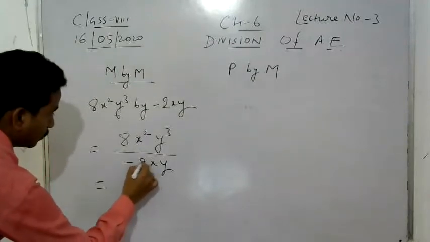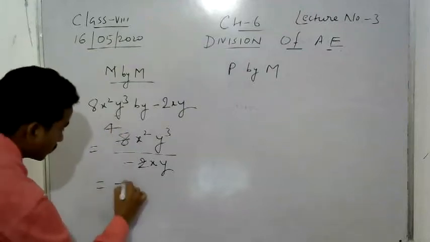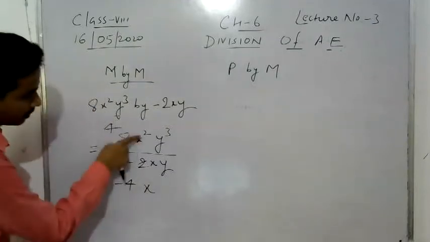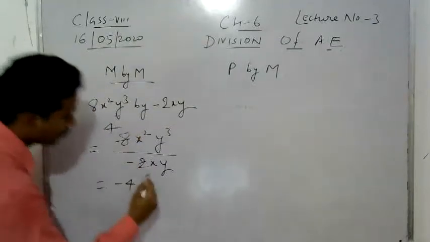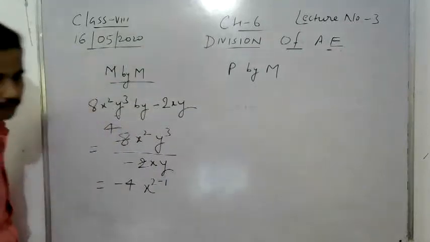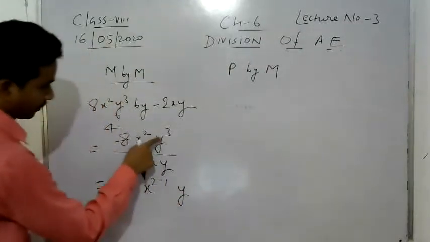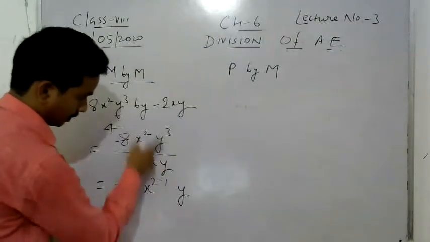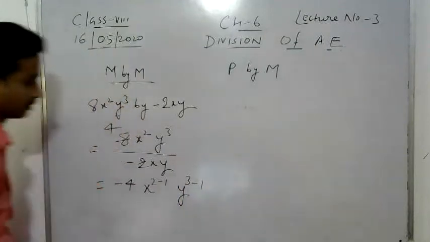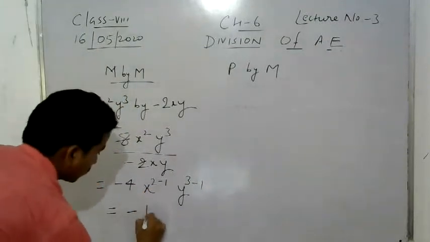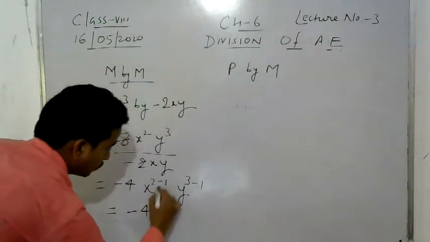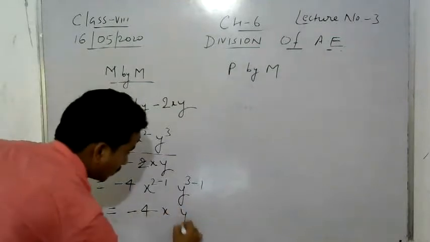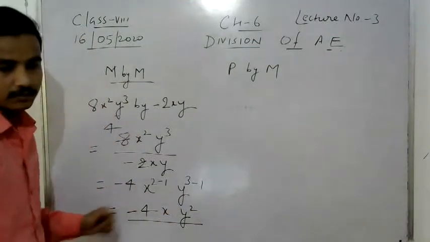We can divide: 2 fours are 8, so this is negative 4. Here is x square and here is x. So what is the power? The power will be subtracted. Here the power of x is 2, so 2 minus 1. And the power of y is 3, and in the denominator the power of y is 1. It is a division, so the power will be subtracted, 3 minus 1. So what is our answer? Our answer is negative 4 x to the power 2 minus 1. If the power of x is 1, then there is no need to write 1. And y to the power 3 minus 1, which is y square. So this is our answer.